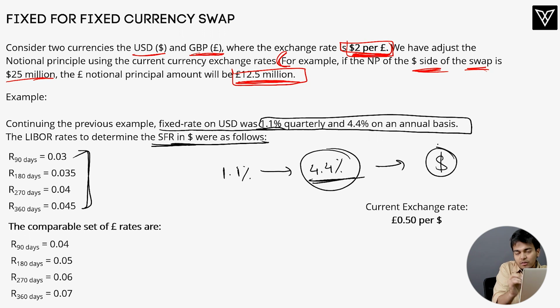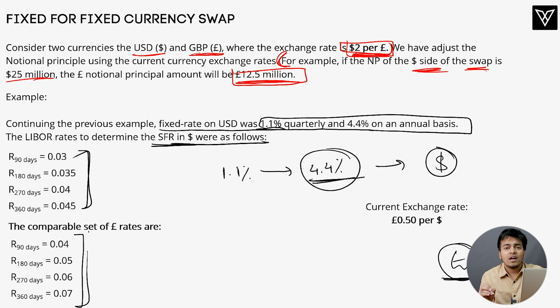In terms of dollars, the rate that is applicable is something that we already have. What we need to figure out is the fixed rate in terms of GBP. What should be the swap rate for the other currency, that is GBP? For that we are given the comparable LIBOR rates in terms of GBP: for 90 days it is 0.04, for 180 days it is 0.05, for 270 days 0.06, and for 360 days 0.07.